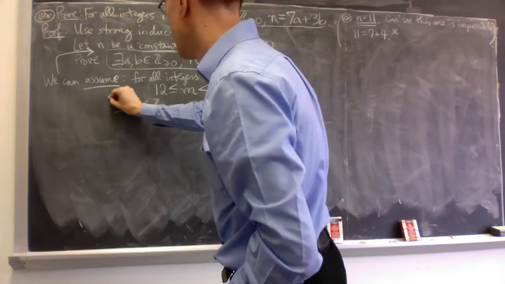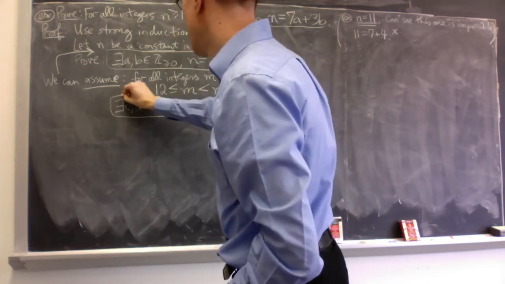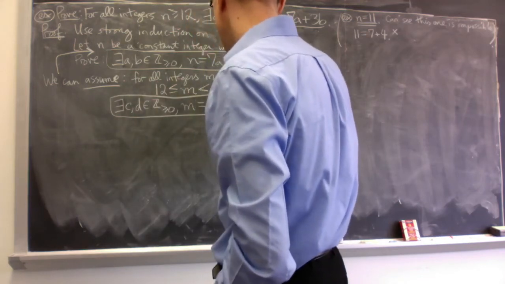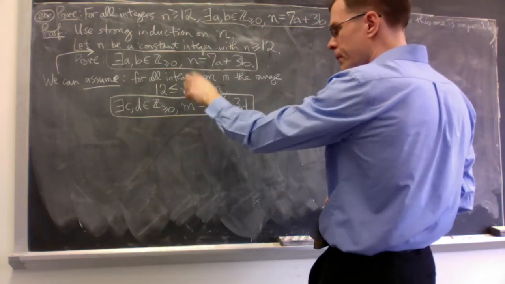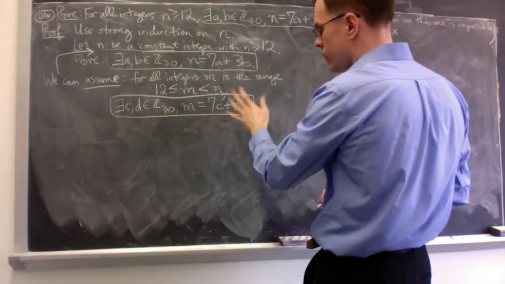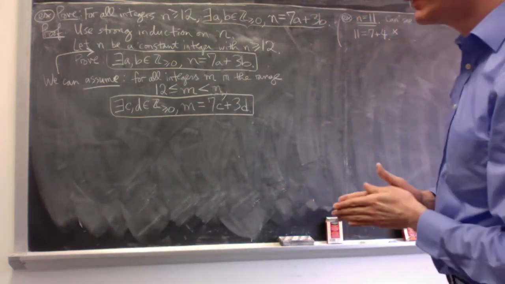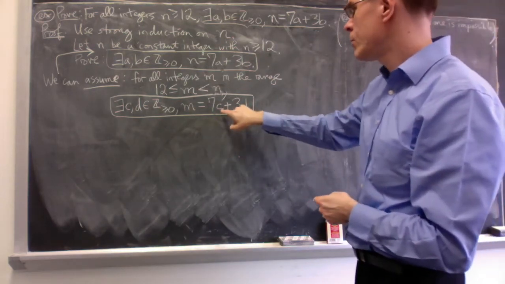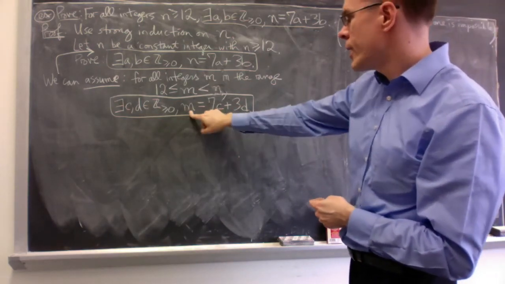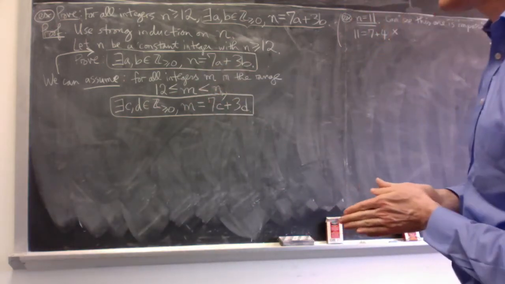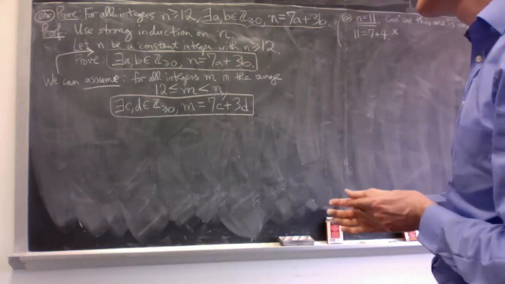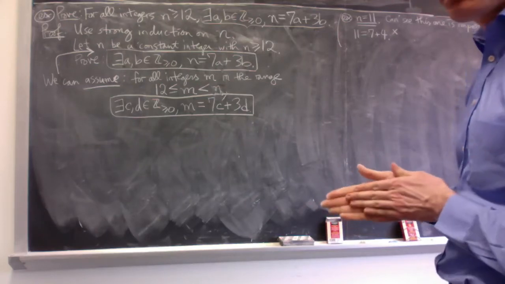That sometimes happens. And again, you can say it in English as well, without necessarily quantifiers, that m can be written in the form: if you use 7-cent stamps and 3-cent stamps to get m. But the numbers that you need, which I'm calling C and D, for m are probably not the same numbers that you use to get n. So let's use other variables for that. Okay, so there's my induction hypothesis.